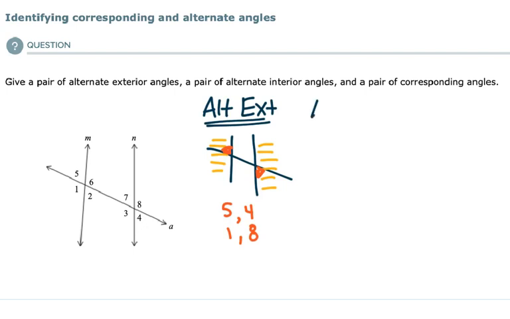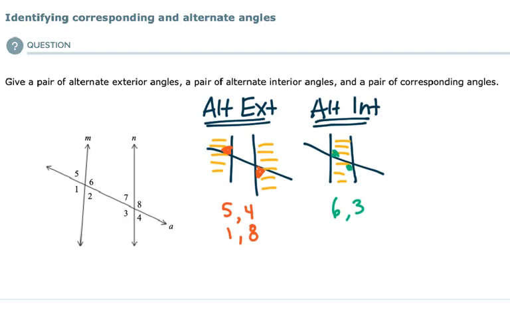Okay, let's look at alternate interior. So again, we've got the two lines, we've got something that cuts them. The interior is the inside. So in this case, we can take the alternate, so one on the top, one on the bottom. That would be, in this case, angle 6 and angle 3. Or you could say angle 2 and angle 7.